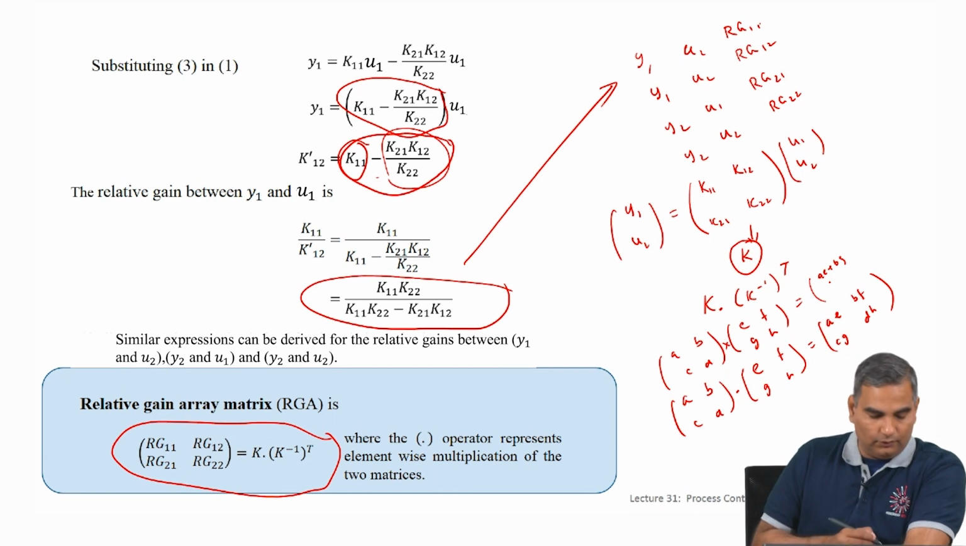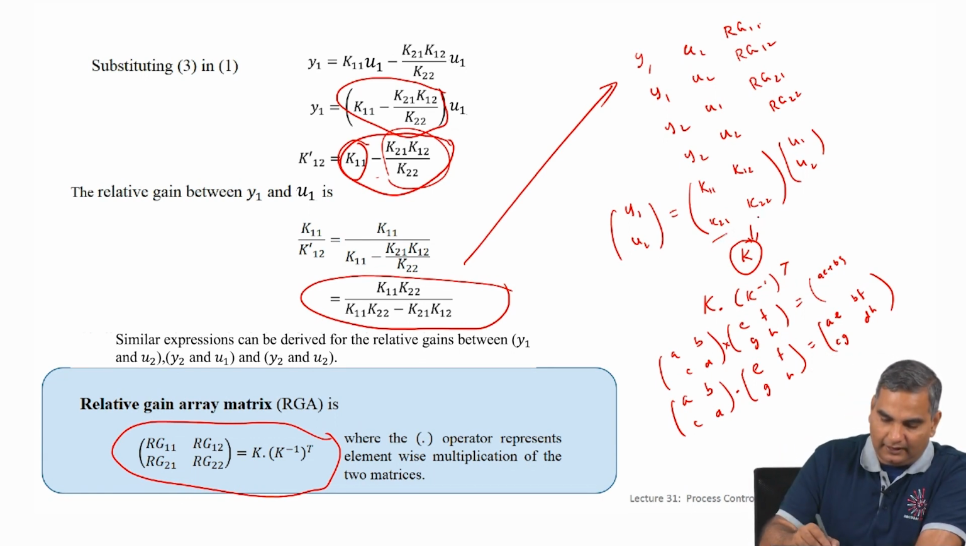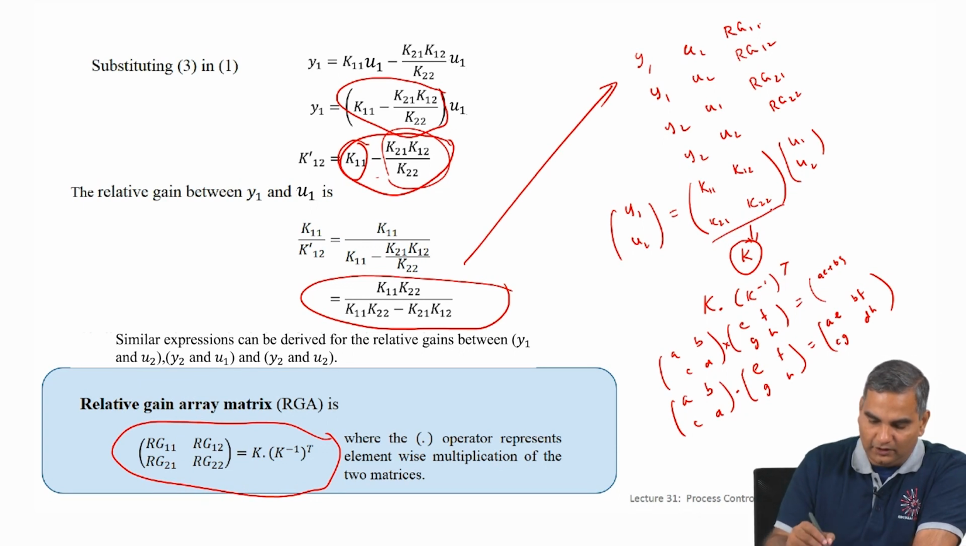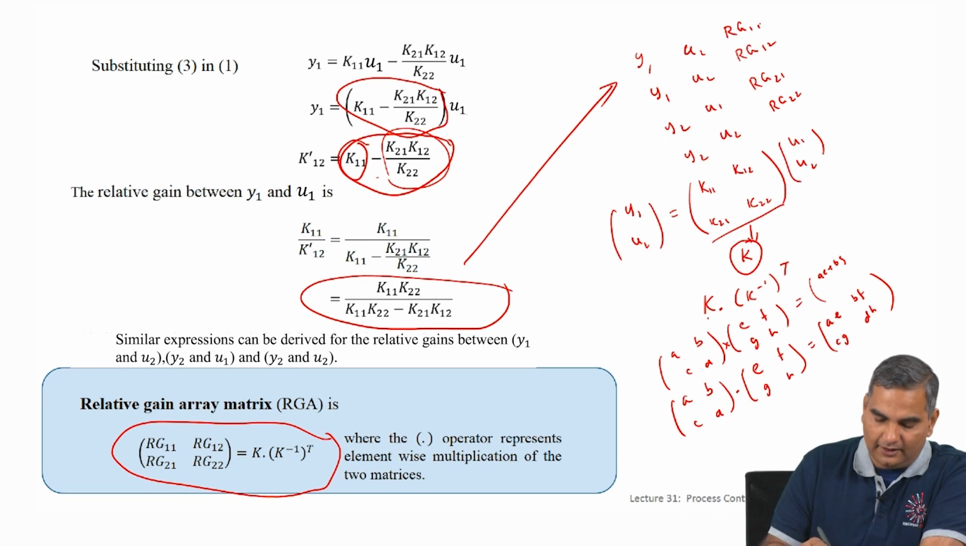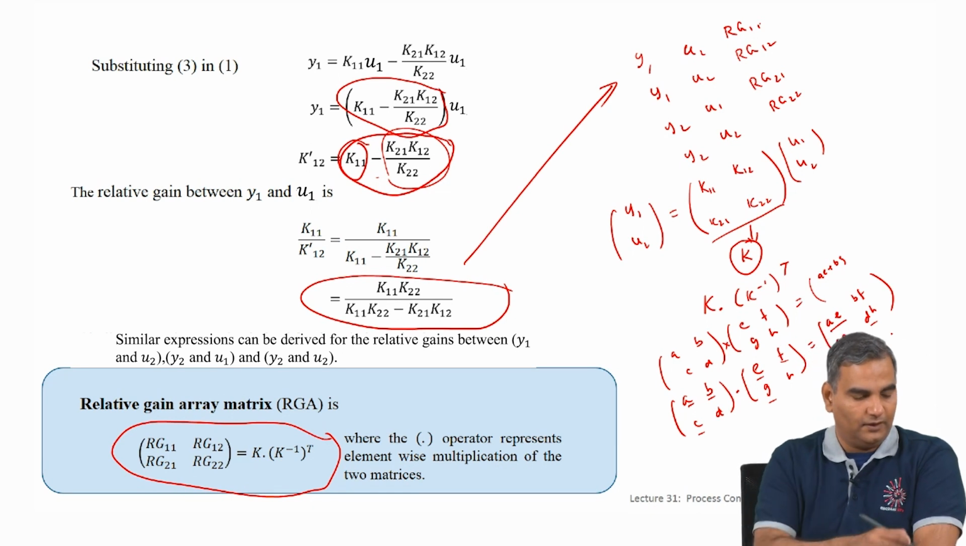Okay. So, if you want to compute the relative gain array, all you need to do is get the gain matrix, take the inverse of that, take a transpose of that and then do k dot this matrix, where this dot represents element by element multiplication. So, if it is A, B, C, D, E, F, G, H, the first element is A times E, this element is B times F, this element is C times G and this element is D times H.